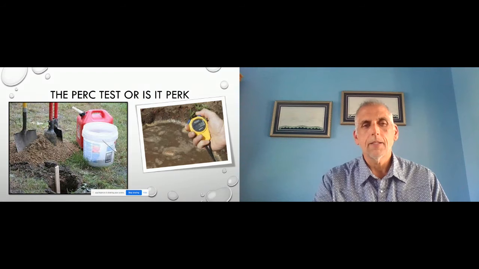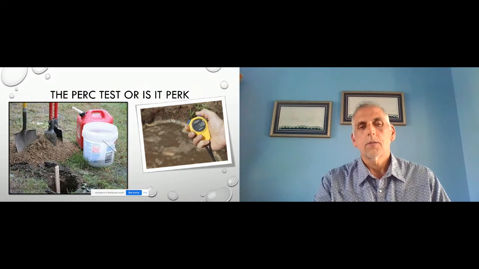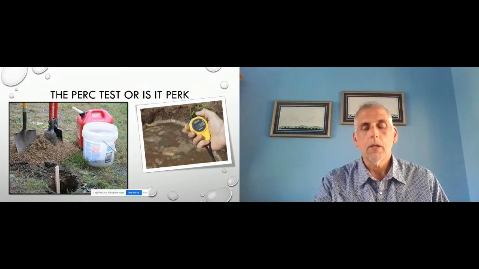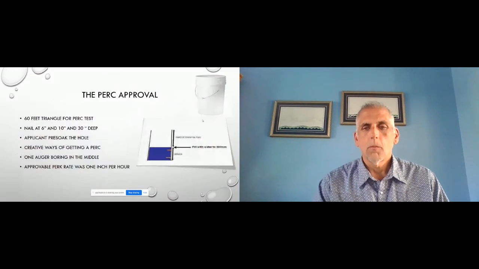But there's been many days that I would go out to a subdivision and see just a sea of 5-gallon buckets laying around everywhere, where we would go and pour the water in the hole. So the Perc approval for Guilford was you had to develop a 60-foot triangle. You put in 3 holes. Holes were 30 inches deep. You had to nail it at 6 inches and 10 inches.